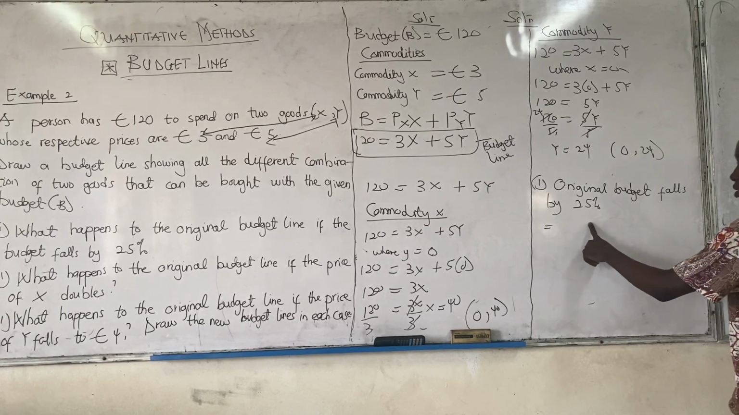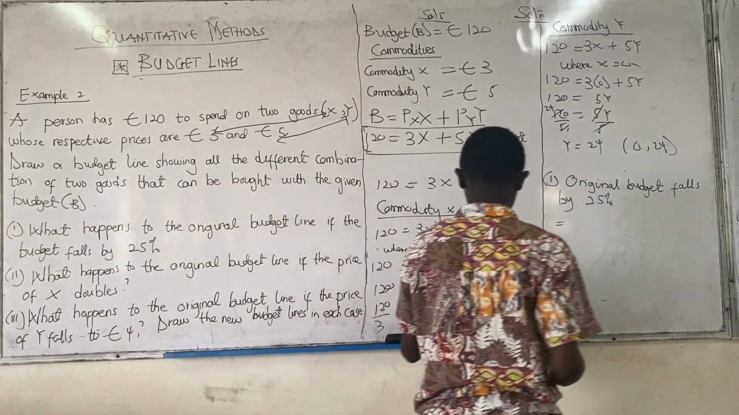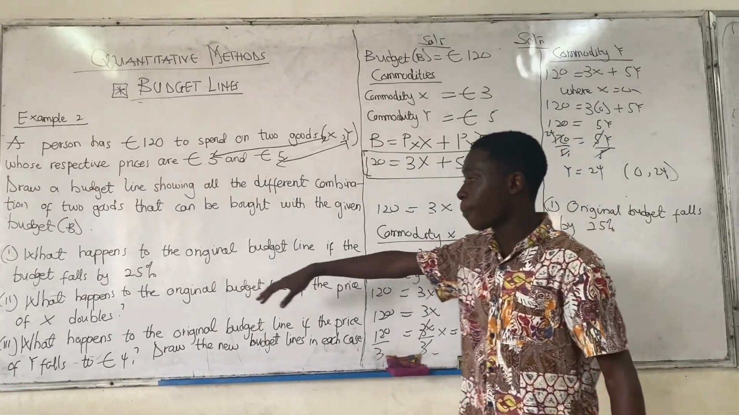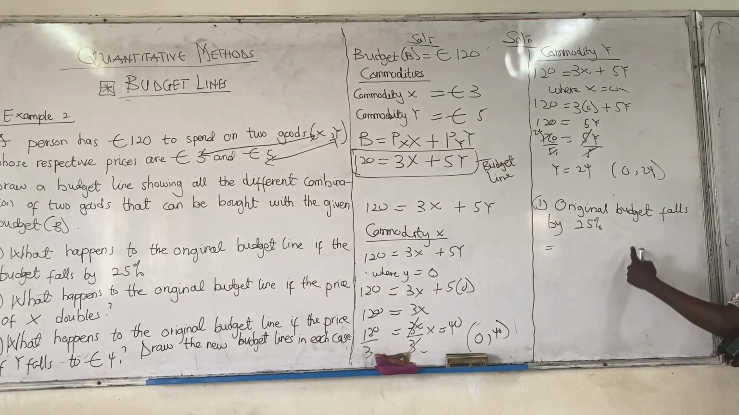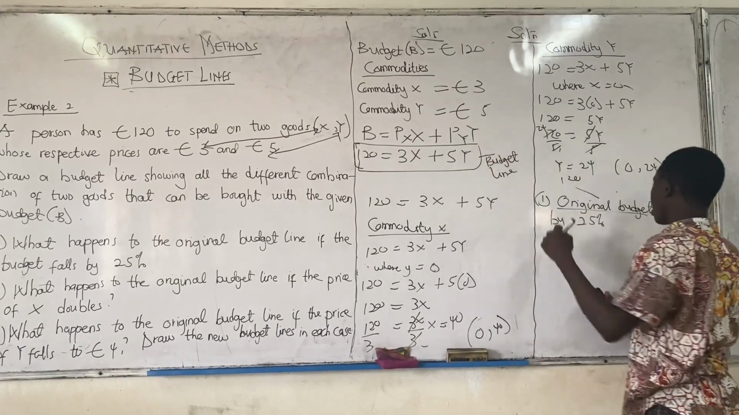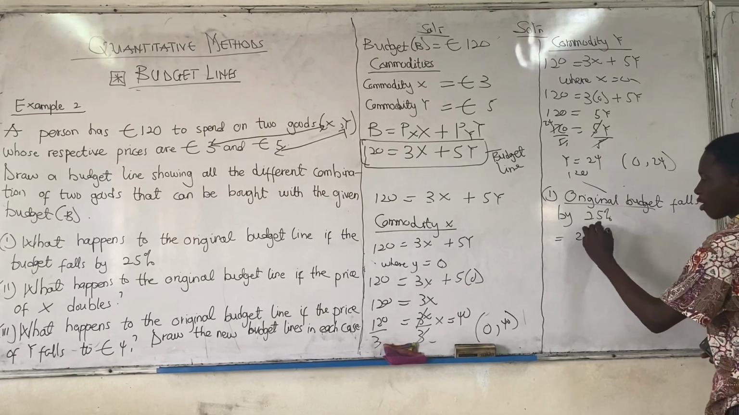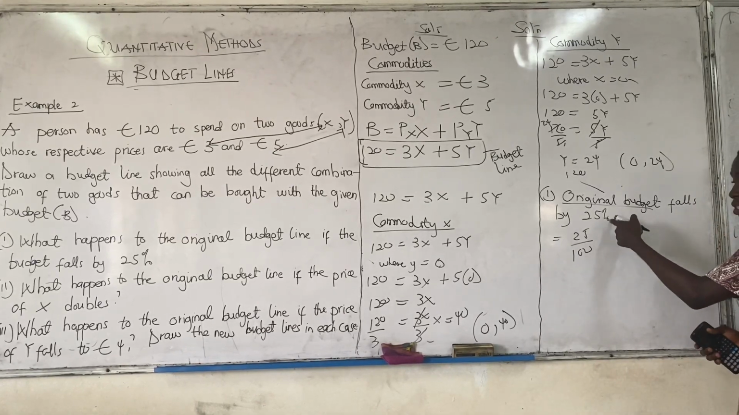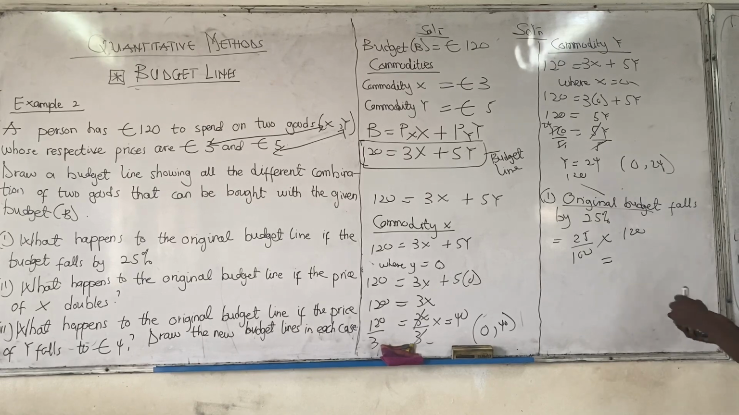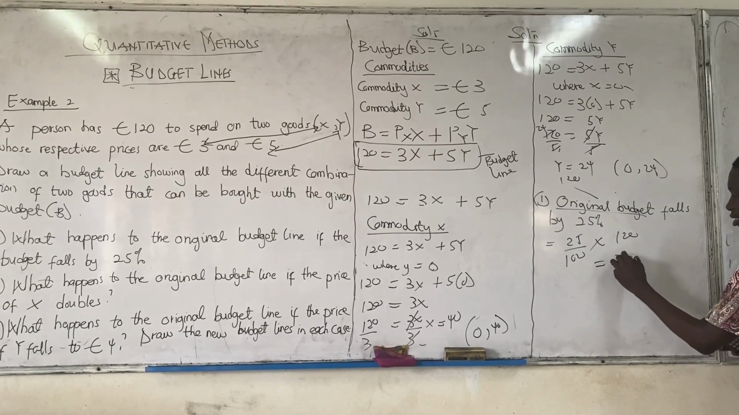What happens to the original budget line if the budget falls by 25%? If you want to know how the original budget falls by 25%, take the original budget. You know the original budget is what? 120. And it is falling by 25%. Since it's percentages, you divide 25 by 100, then multiply by the budget, which is 120. So 25 divided by 100 times 120. We are getting 30.